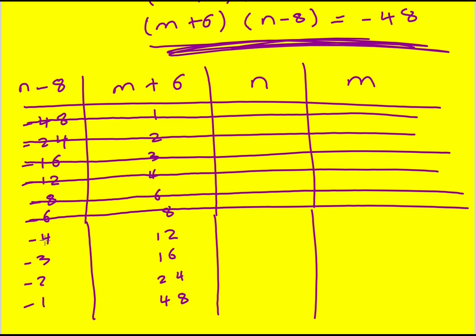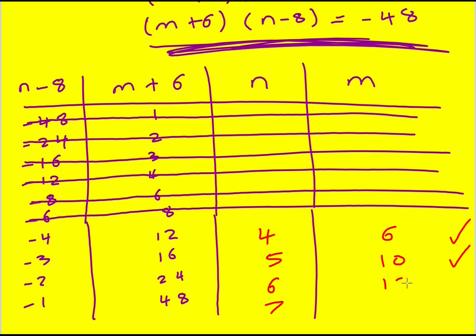So for n, I'm going to add 8 onto each of my values. So I've got 4, 5, 6, 7. So I've managed to find the 4 and the 5 from before, but I've got these extra 2. And then for m, I'm subtracting 6. So I've got 6. That's the one I found before. I've got 10. But then I've got these extra 2.